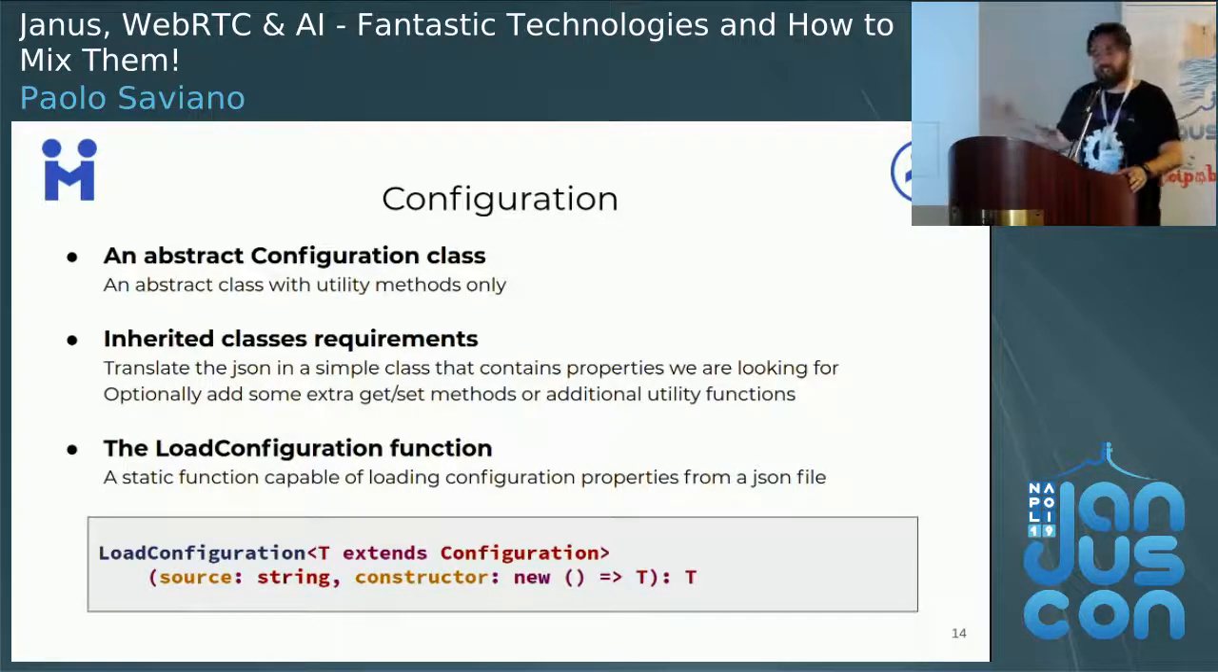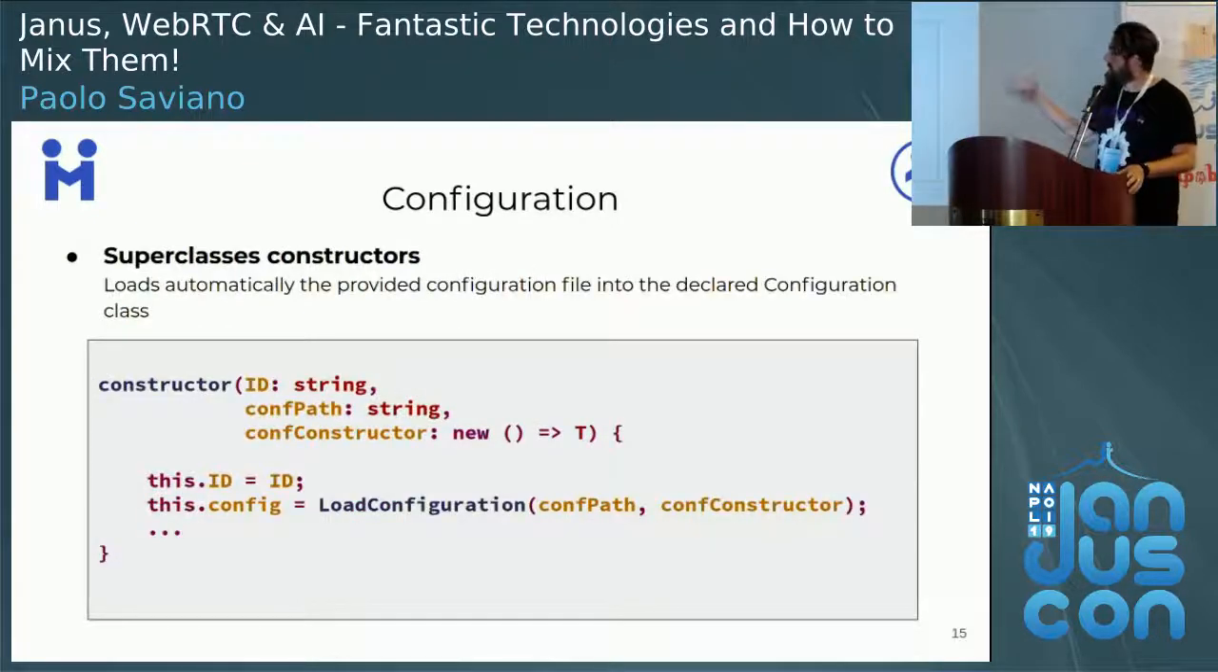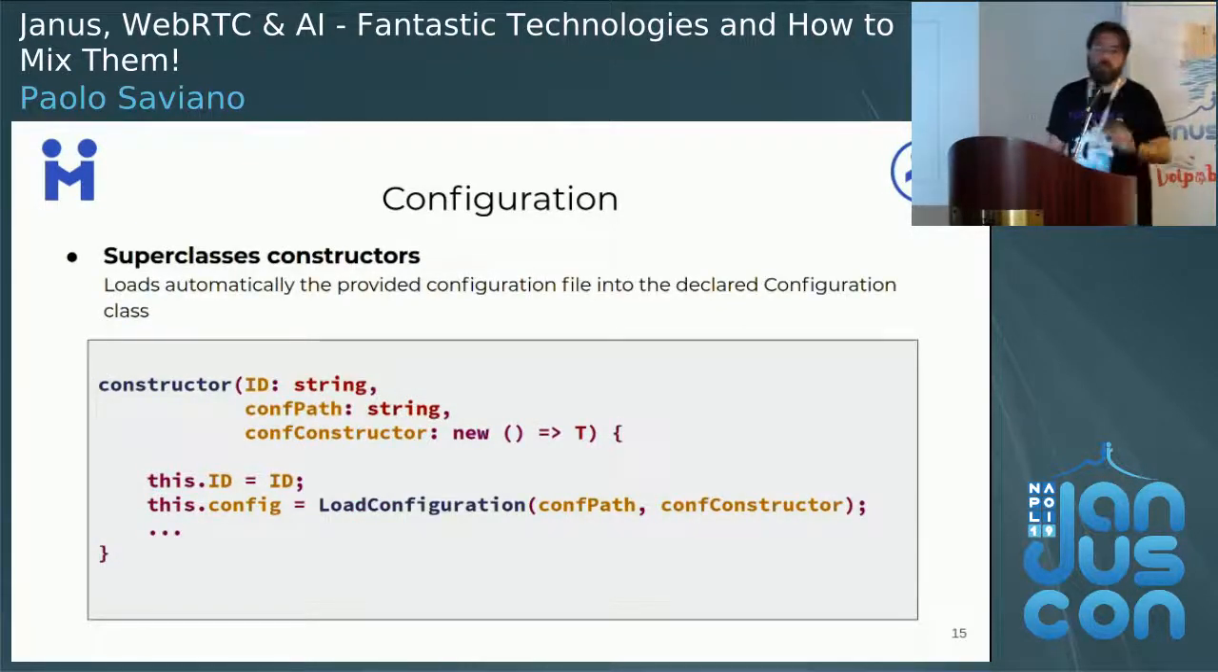To implement a configuration class, the developer should simply write a JSON and map the properties of the JSON on an extension of the configuration class, with the methods and the properties he is looking for, to prepare its configuration. A static function called load configuration is provided out of the box to load the configuration dynamically in a node, and it's invoked in the superclass construction automatically.